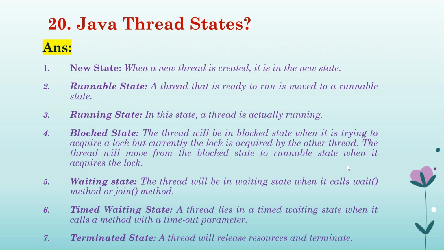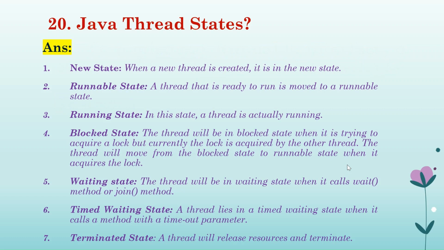Java thread states. Here we have some states of a thread. The first is the new state. When a new thread is created, it is in the new state. That means whenever you create the object of a particular thread class, it will be in the new state. Then the runnable state. A thread that is ready to run is moved to the runnable state. So whenever the thread is ready to execute, we put it into the runnable state. Running state: in this state, a thread is actually running. So from the runnable state, we move a thread to the running state.